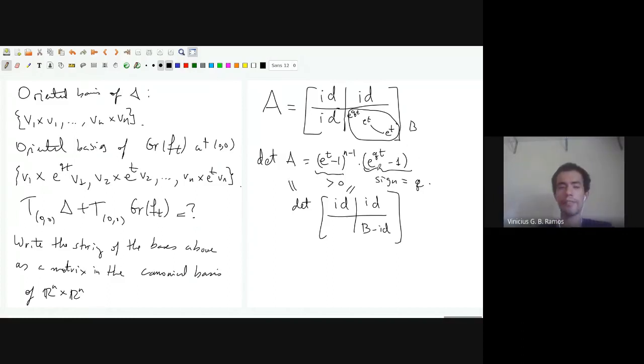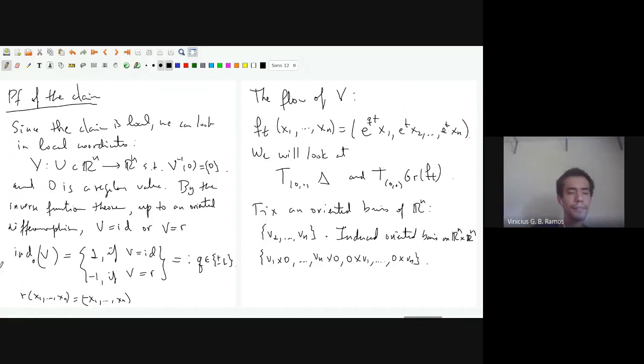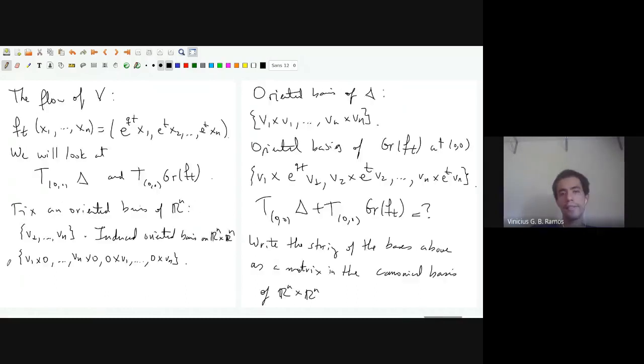First, the determinant is always different from 0, which means that these two tangent spaces span the whole thing. So it means that the diagonal is transverse to the graph at (0, 0), because the determinant is always different from 0. And you also see that the sign of this determinant, which is the sign of this intersection point, is equal to q. And remember, q was by definition the index, or the sign of the index.